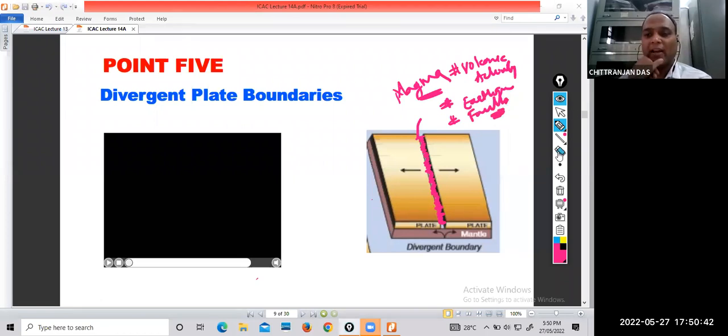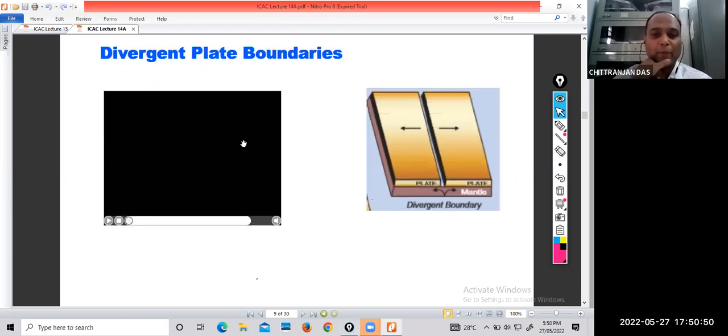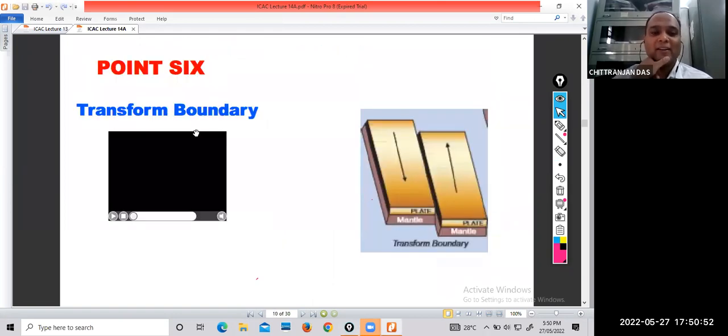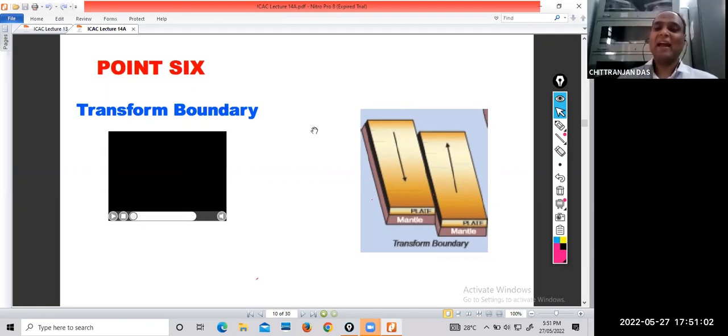Divergent plate boundary. Let us go to the third plate boundary. This is called as transform boundary. So what is happening in the transform boundary? Neither created nor destroyed. Very good. The plates slide past each other, and when they slide past each other, it will generate earthquakes.